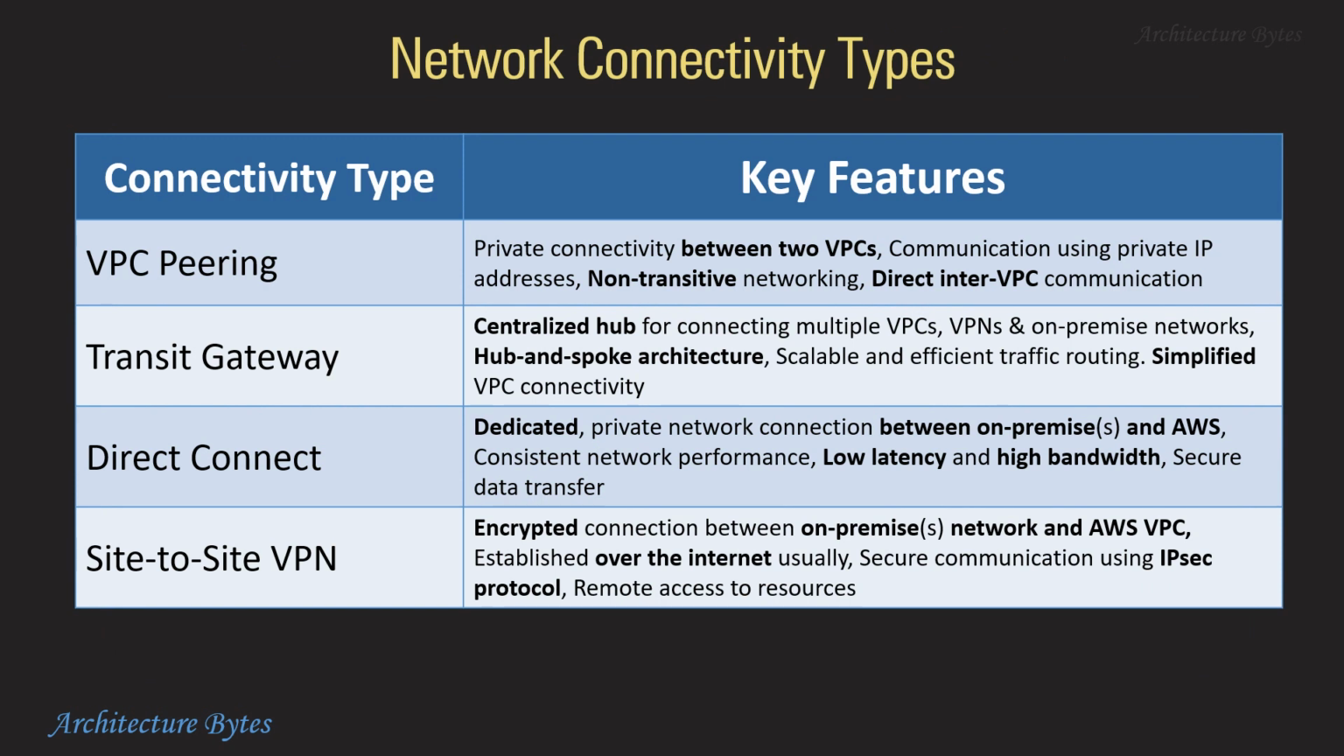Let's go over some network connectivity types. VPC peering is a private connection between two VPCs. Transit Gateway is a centralized hub for connecting multiple VPCs, VPNs, and on-premise networks. It has a hub and spoke architecture. Direct Connect is a dedicated private network connection between on-premises and AWS. It provides low latency and high bandwidth connection. Site-to-site VPN is an encrypted connection between on-premises network and AWS VPC. It is a secure communication that uses IPsec protocol.